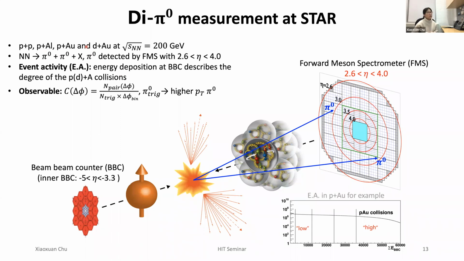Besides that, we also measure the event activity dependence. The event activity is defined as the energy deposited in the nucleus-going direction. For example, in p-gold collisions, we group our events into different event activity classes. High energy deposition represents high event activity, which also corresponds to a more central collision. Event activity is not identical to the traditional definition of centrality, but it also describes the degree of violence of the collision. So that's another point for our measurement.